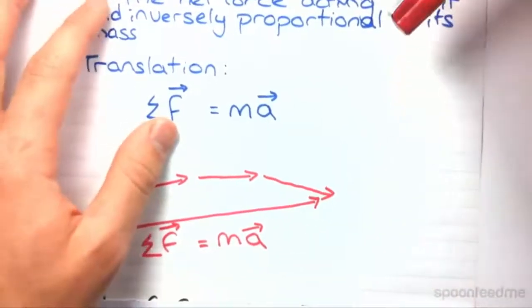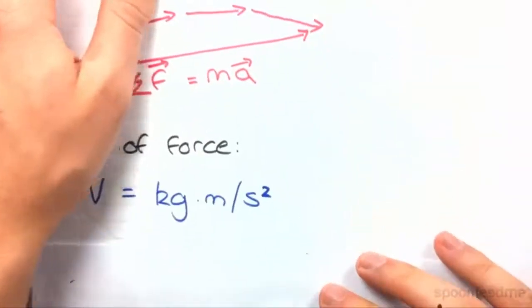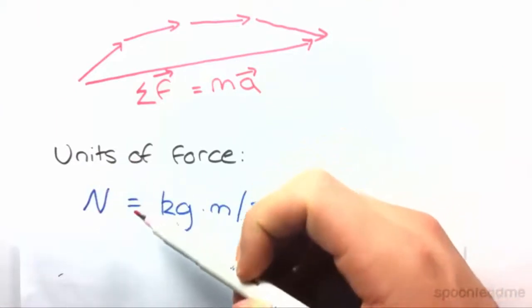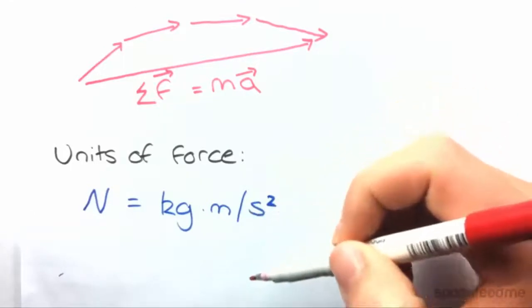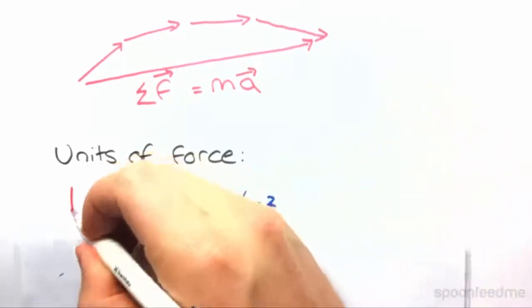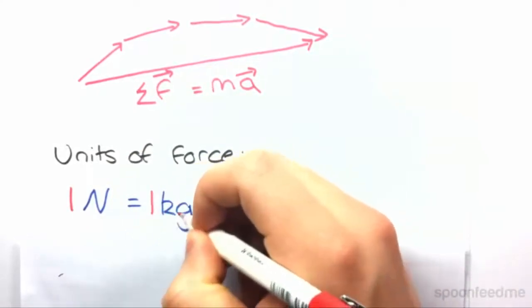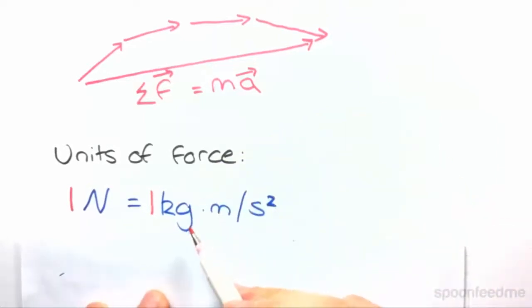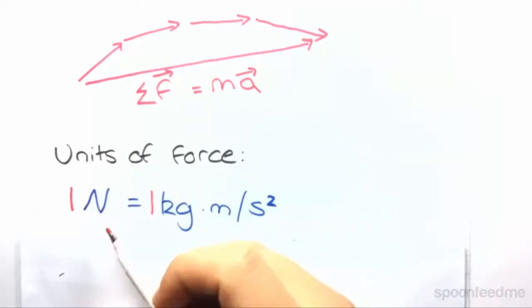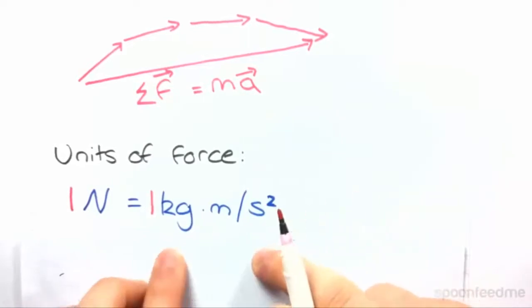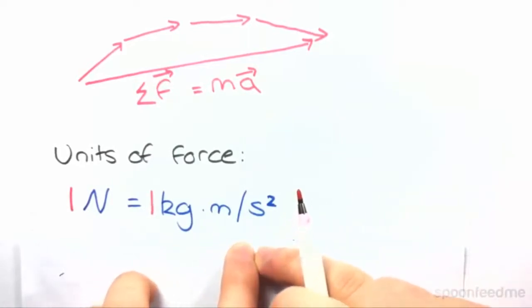Alright, just before we look at the example, we're going to look at the units of force. Now, the units of force were named after Newton, they're newtons, and what a newton is, is a kilogram meter per second squared. What that means is if I have 1 newton of force acting on a body, that 1 newton will accelerate 1 kilogram, 1 meter per second every second. So the velocity of that 1 kilogram will increase by 1 meter per second every second.